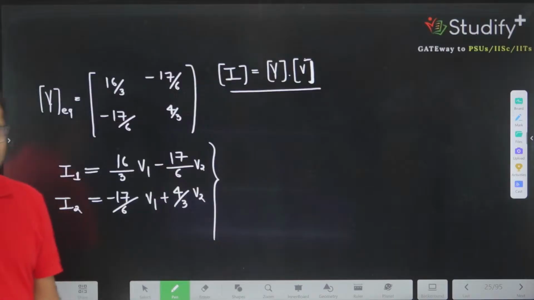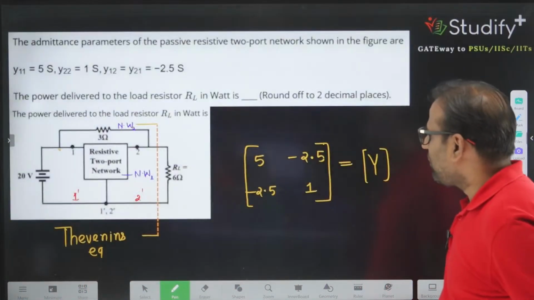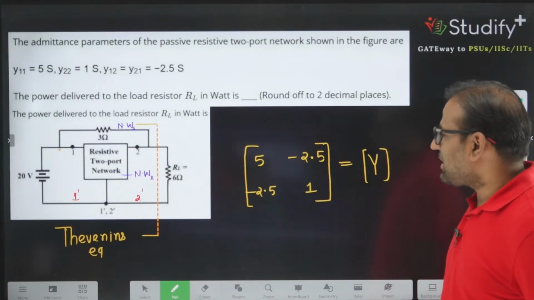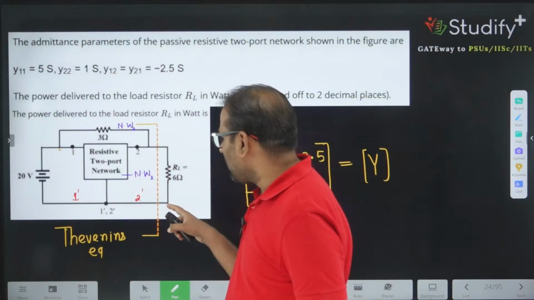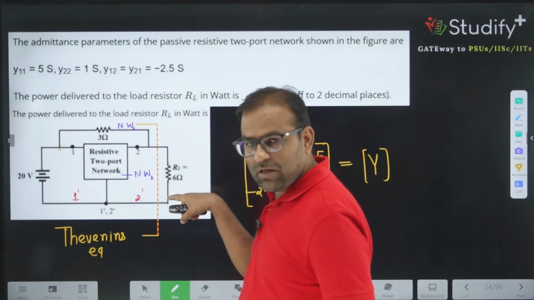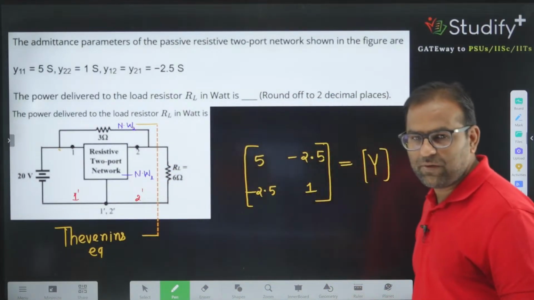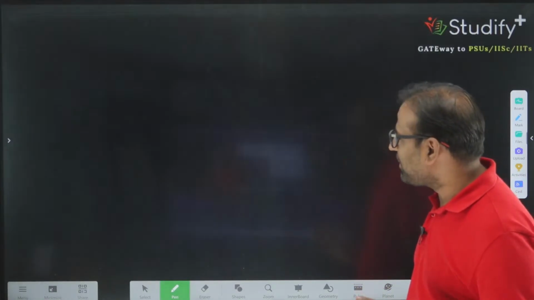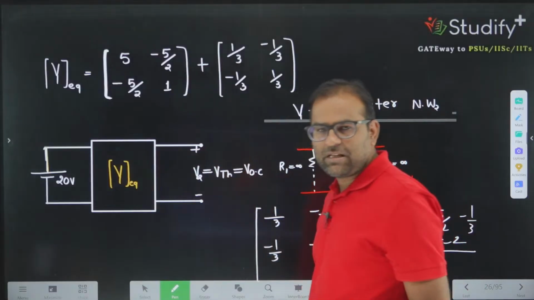Now, what we want to say? Here, few things are given. If I am interested in the Thevenin's voltage, I have to make I2 equal to 0, and the value of V2 will be what? If I make I2 equal to 0, how can you calculate the Thevenin's equivalent? The idea of Thevenin's equivalent is very simple. Just remove the load resistance and calculate the V2.